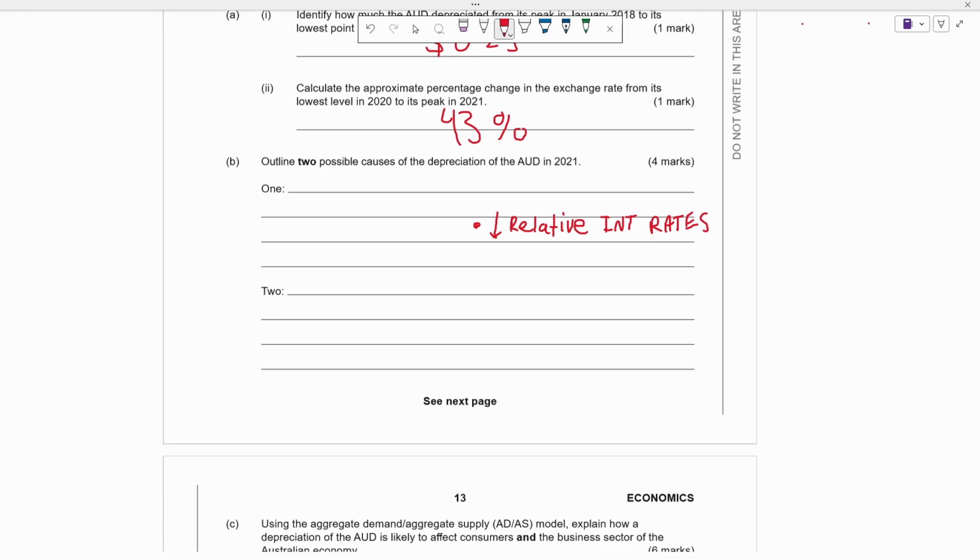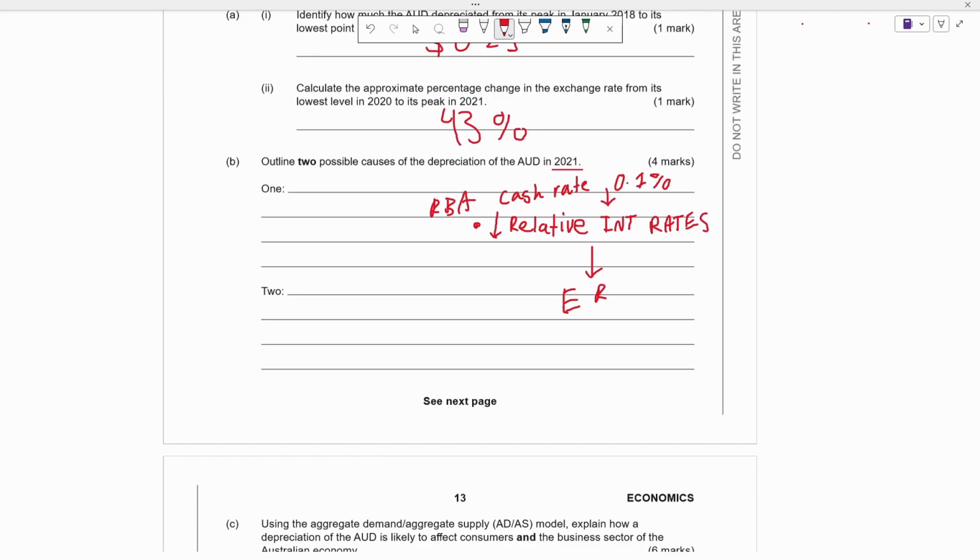We would have to link it back to the exchange rate eventually. So let's just write this here. We have to link this back to the exchange rate. But before we do that, let's see if we can include a stat or a real world example. So in 2021, by then the RBA had lowered their cash rate to 0.1%. So that's going to decrease Australia's relative interest rates.